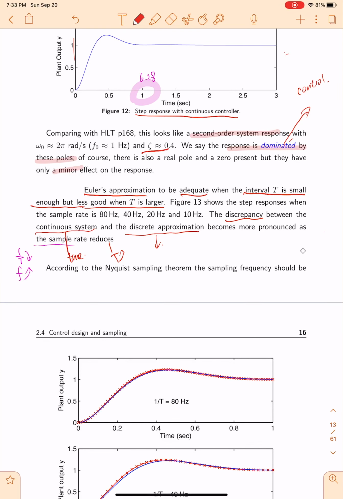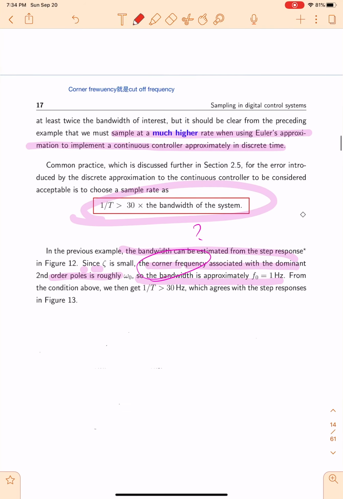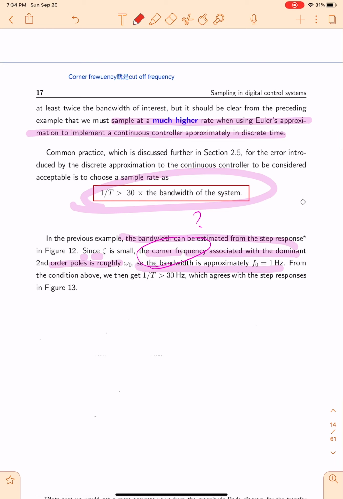According to Nyquist theorem, the sample frequency should be at least twice the bandwidth of interest, but it should be clear from the preceding example that we must sample at a much higher rate when using the Euler approximation. So these are also important assumptions, like conditions to use. So here we give an approximation: if we want to use the Euler approximation, we need to let the frequency be bigger than 30 times the bandwidth of the system.